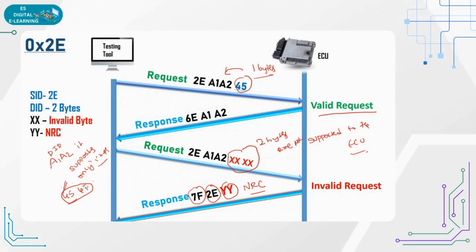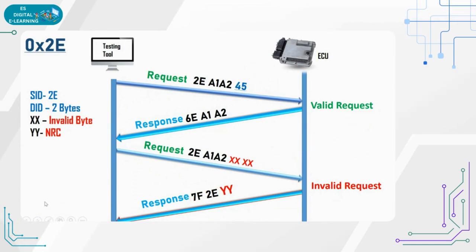No, not like that, sir. In a DID where we can write 3 bytes of data, but we are writing only 2 bytes of data and leaving 1 byte empty, will it be a valid request or an invalid request? It is an invalid request only. If you write 3 bytes also, it will be an invalid request. If you add 4 bytes also, invalid request. When you write 1 byte, then it is valid. No, not in this DID, I'm saying, sir. In another DID where we can write 3 bytes of data, we are writing only 2 bytes and leaving 1 byte empty.